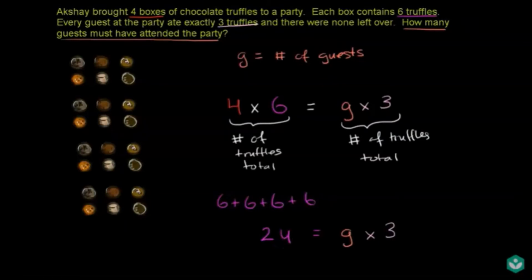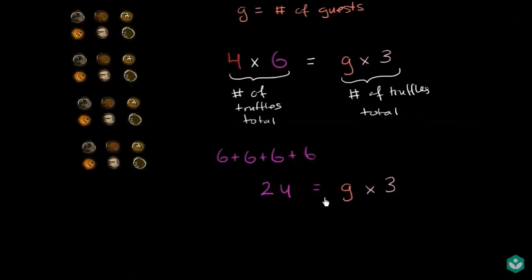And another way of viewing this is if G times 3 is equal to 24, that means that 24 divided by 3 must be equal to G. So one way of thinking about it, if I were to divide these 24 truffles into groups of 3 for each guest, well, the number of groups I'm going to have will tell me the number of guests I have. So let's do that. Let's divide it into groups of 3.